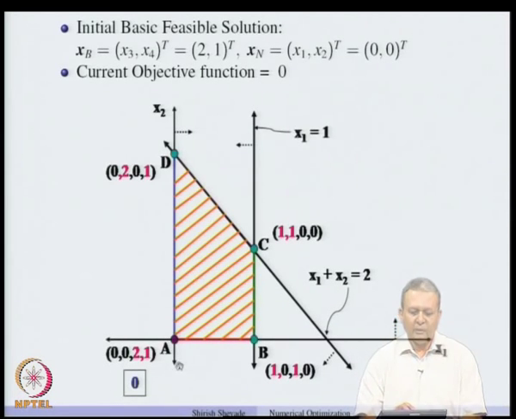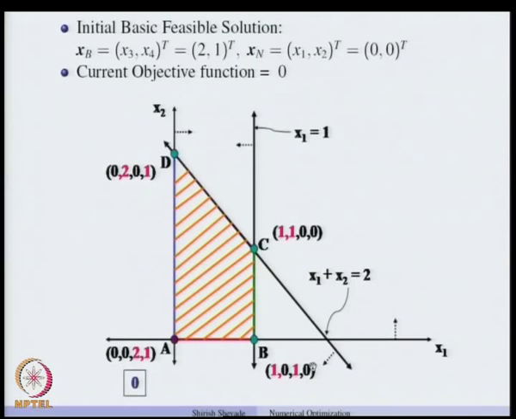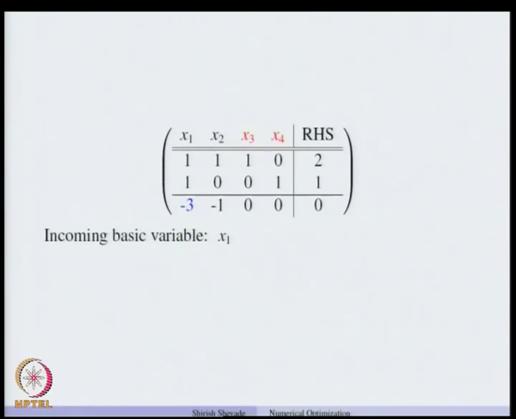Now, to show it geometrically, we have the point A where x1 and x2 are 0 and x3 and x4 are 2, 1. So the basic variables are x3 and x4 and the non-basic variables are x1, x2 and the objective function value is 0, and that is what we saw from the tableau.